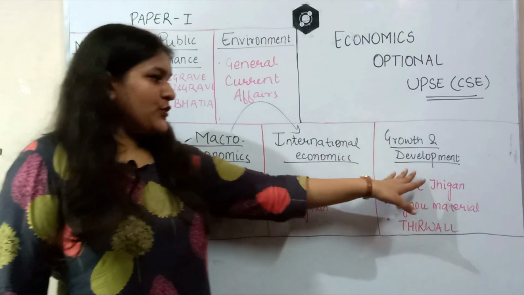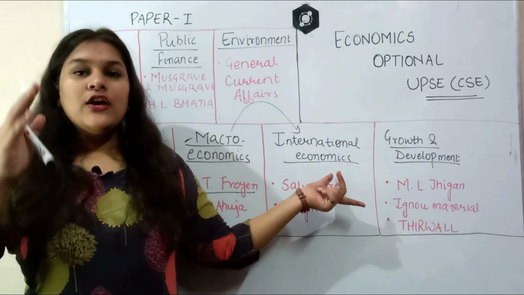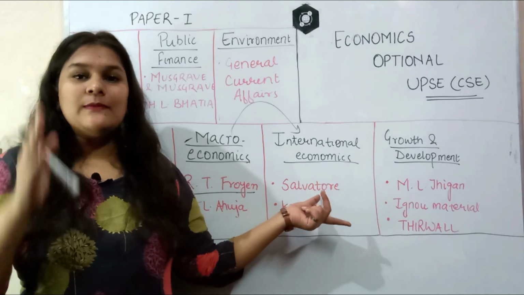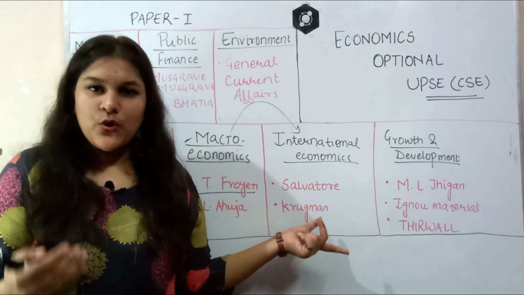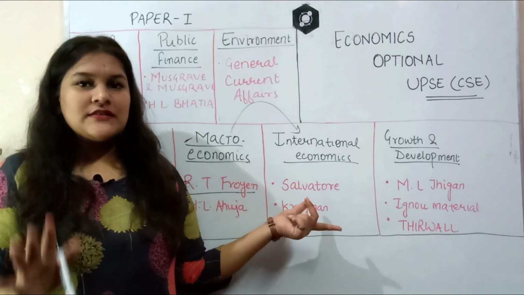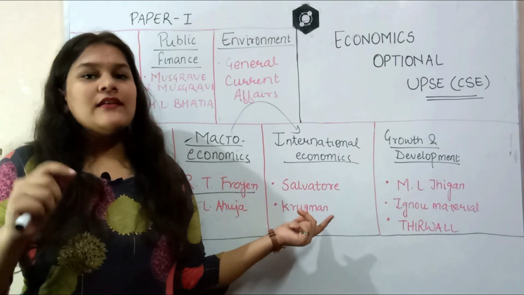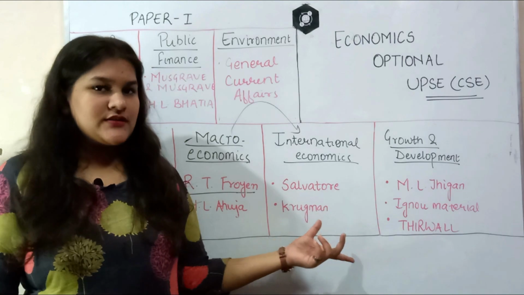Now move to growth and development. Actually, in growth and development, you have to cover all the basic models and all the basic theory parts like the Solow model, Romer model, Lewis model. So you have to cover some standard models. You can cover them from the internet if you don't find the books useful or they are time consuming.